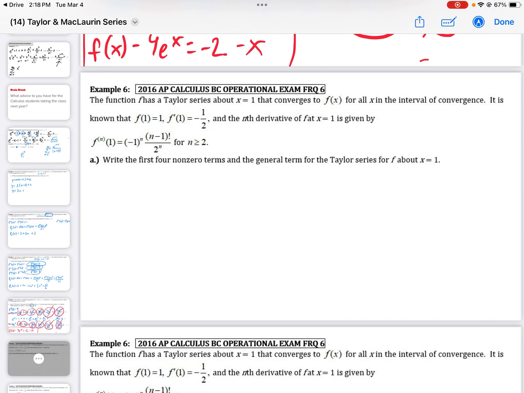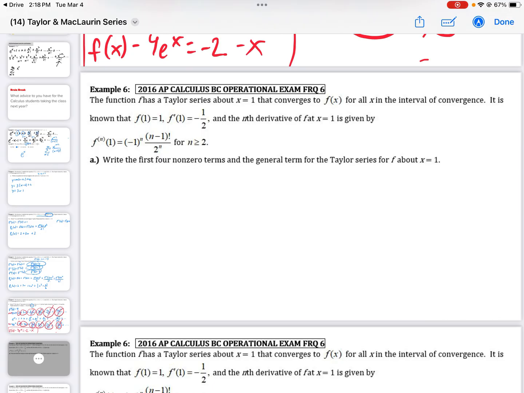All right, so this is the question from 2016 on the BC exam, and it's number 6. Usually there seems to be a pattern on the BC exam. The last FRQ has to do with Taylor series, Taylor polynomials, this whole unit 10 part. So just so you can know what to expect.